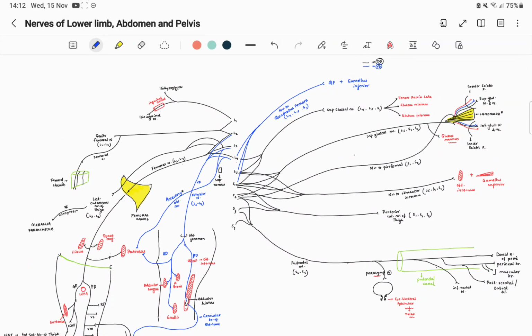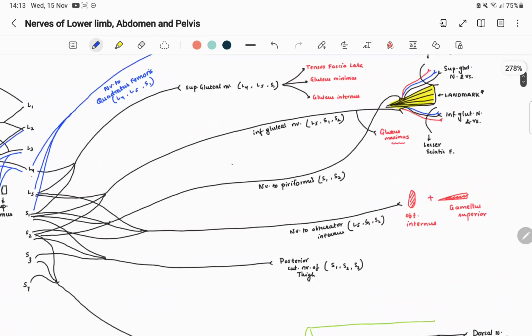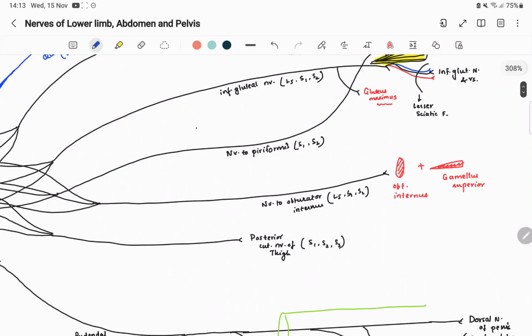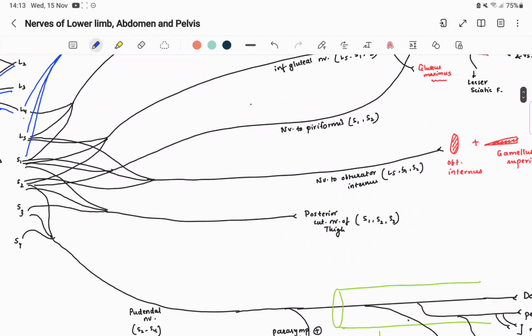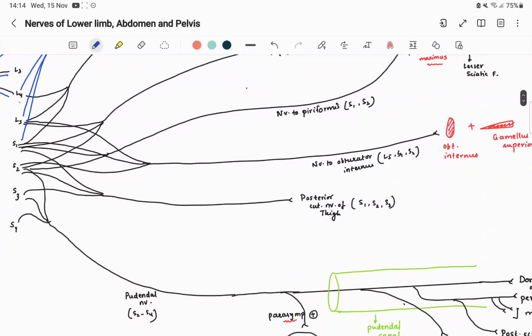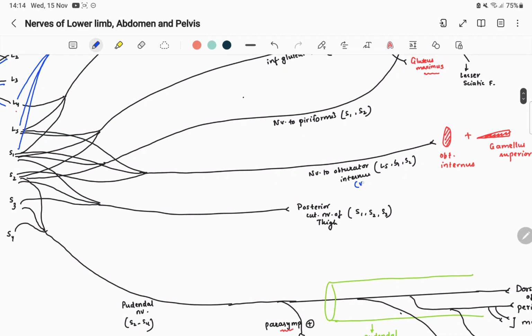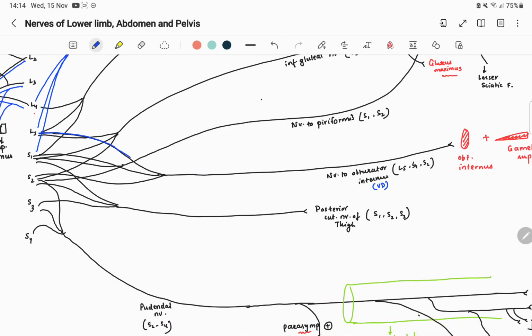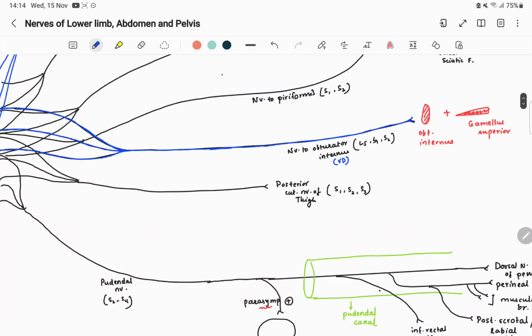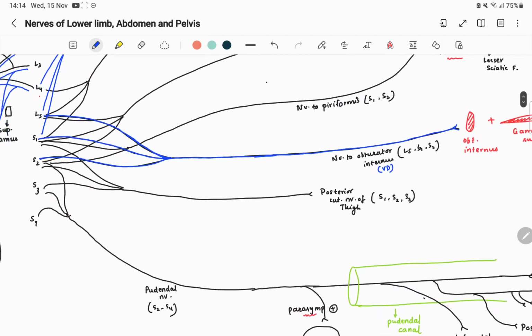So let me check if I have made a mistake in any color coding, because I am feeling like I have. Okay, here I can see that I have made a mistake, in the color coding, not in the root values. Note that this nerve to obturator internus is also of ventral division. So let me trace it with blue.